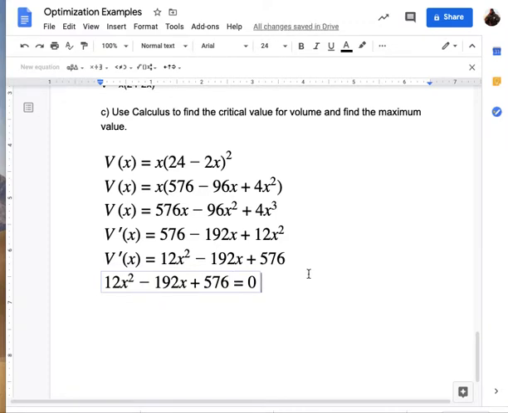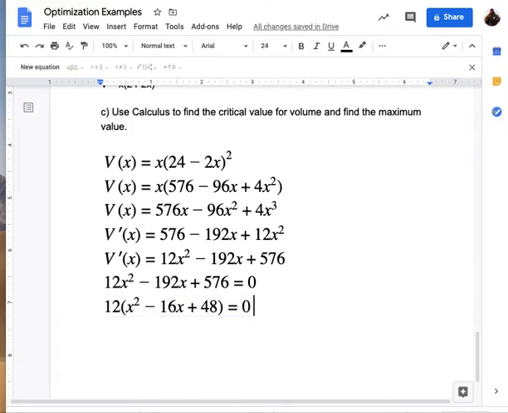Lots of ways you could do this. If you have a graphing calculator, it's probably the easiest way to graph it and see where it hits the axis. We could factor out a 12, which would be my method. 12 would leave me with x squared minus 16x plus 48 equals 0.